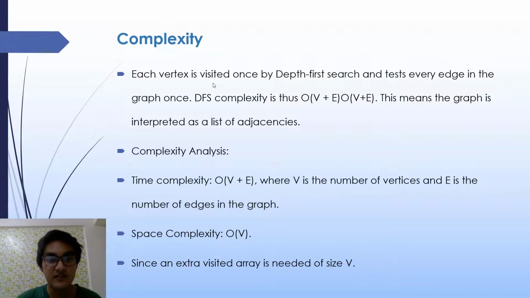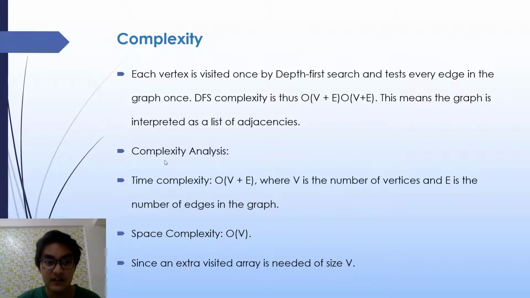So in this part, I am talking about complexity for depth first search, the time complexity and space complexity. So each vertex is visited once by depth first search and every edge in the graph is tested once. DFS complexity is thus order of V plus E. So this means the graph is interpreted as a list of adjacencies.